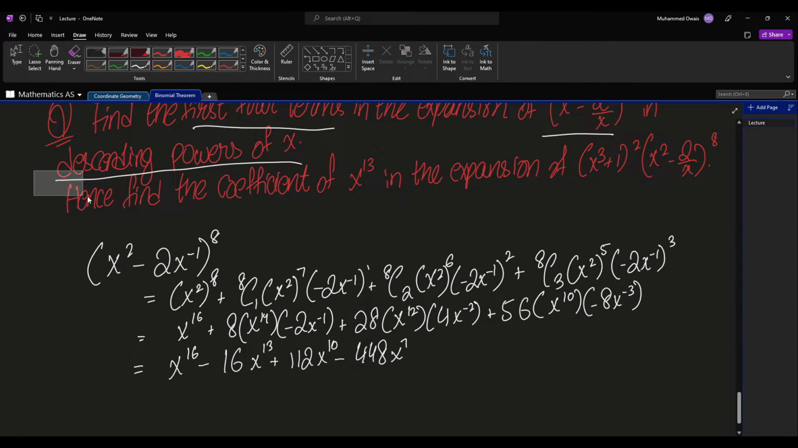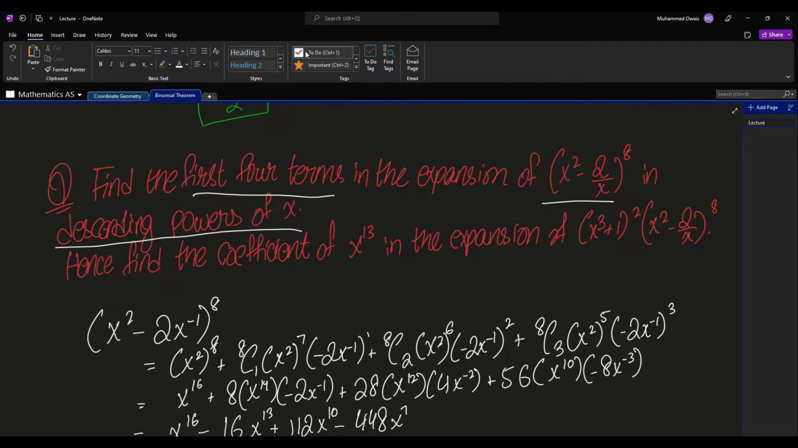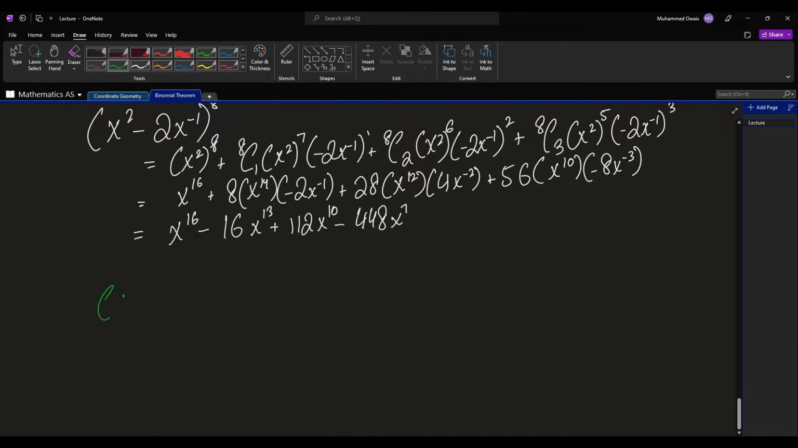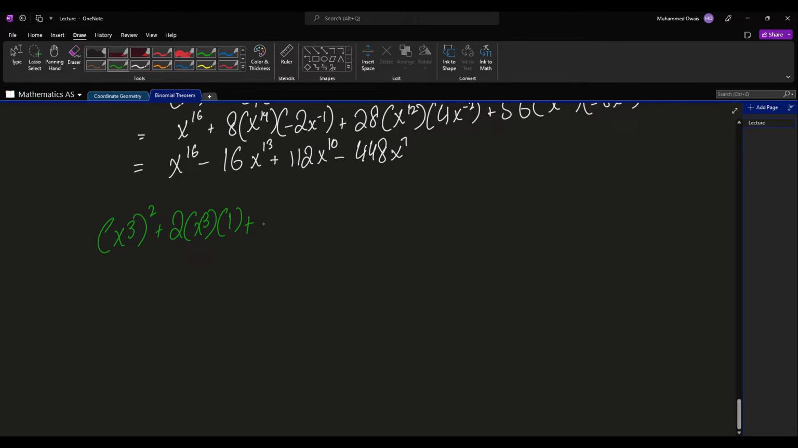Now then, it is telling us to find the coefficient of x13 in the expansion of these two. Basically, we multiply the expansions of these two, and we should get an x13. Now then, what we can first do is expand this, right? Because it is pretty simple. So this gives me x3 plus 1 is basically x3 squared plus 2 into x3, into 1, plus 1 squared. So this gives me x6 plus 2x cube plus 1.